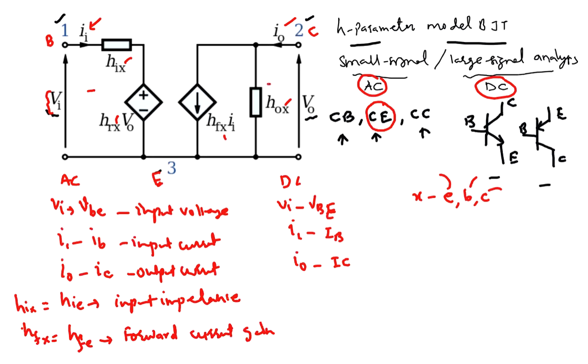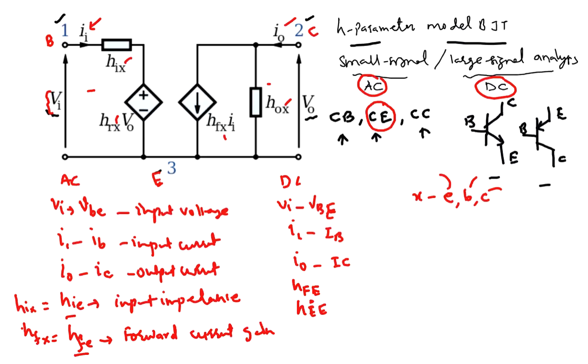How about HIE and HFE? In terms of DC, you will write them like this. F will be capital and E will be capital. Similarly, HIE, something like that. Okay.